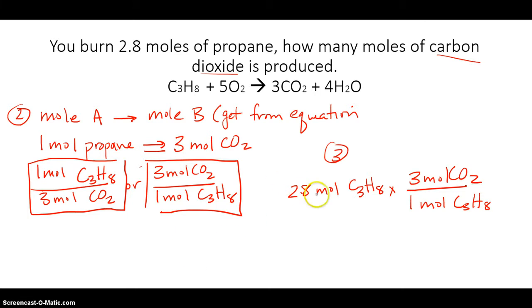It's all about canceling out. So my moles cancel out, my C3H8 cancels out, so that I'm simply left with 2.8 times 3 to be 8.4 moles of CO2. So let's try a different problem, looking at it from a different way.